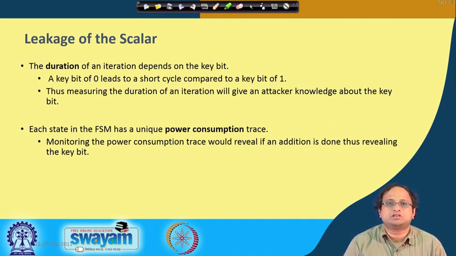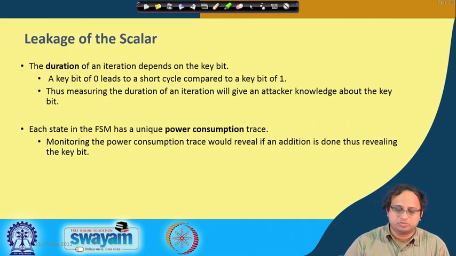Each state in the finite state machine also has a unique power consumption trace. As we discussed, each state in the finite state machine is doing a specific set of operations, and one of the fundamental premises of simple power attack is that power depends upon the underlying operation. Therefore every state has a unique footprint in the power trace. Monitoring this power consumption trace would be interesting, and we will see how we can use it to understand the secret key bits.